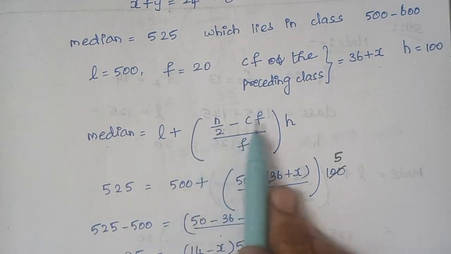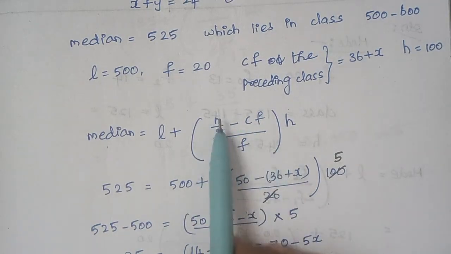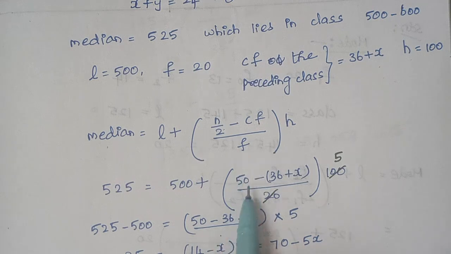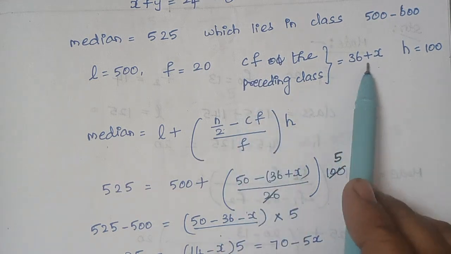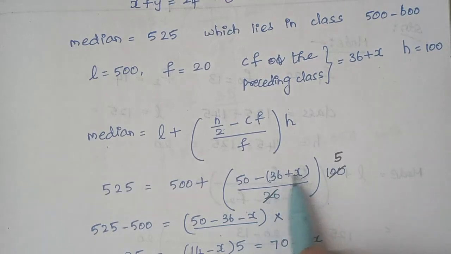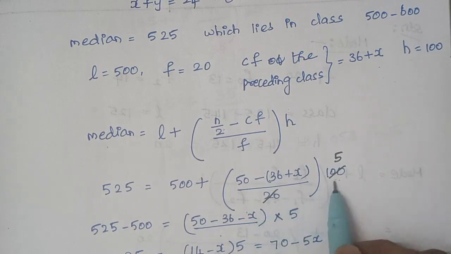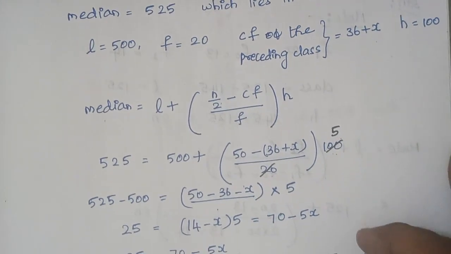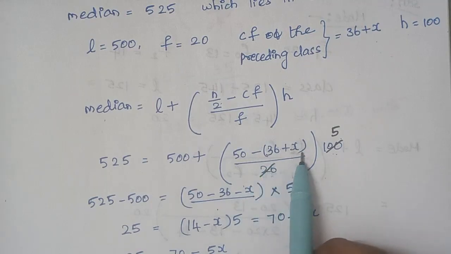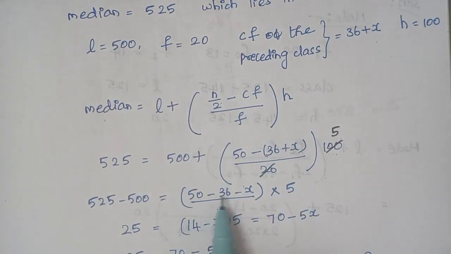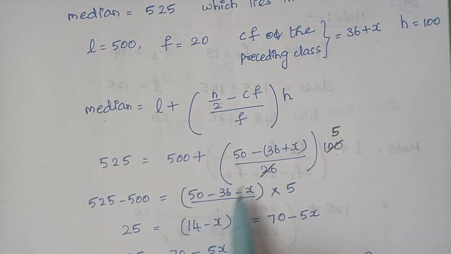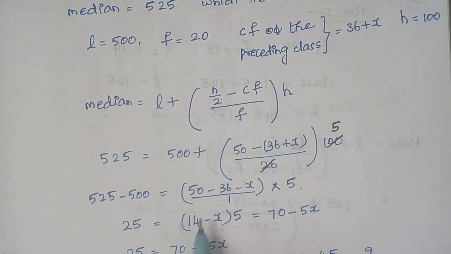n by 2 is 100 by 2, which is 50. So 50 minus cumulative frequency 36 plus x. Since we have two terms, write it in brackets, divided by 20 into h, which is 100. So 20 and 100 cancel, leaving 5. The next thing is I am moving this minus sign inside the bracket. So it is 50 minus 36 minus x, into 5. So 50 minus 36 becomes 14. So 14 minus x into 5.